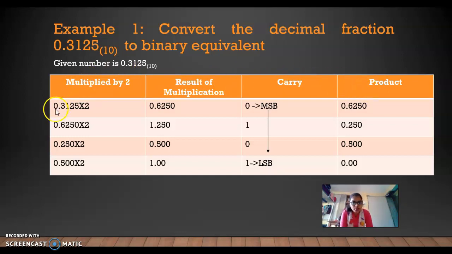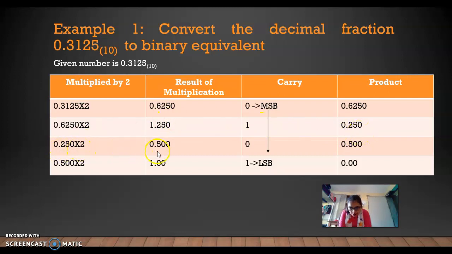Start multiplying it. 0.3125 times 2 is 0.6250. What is the carry here? Carry is 0. Make the first carry the MSB, and the product is 0.6250. You have to keep on multiplying until you get the fractional product as 0. 0.6250 times 2 is 1.250. Carry is 1 and the product is 0.250.